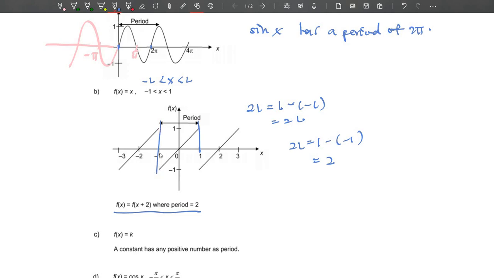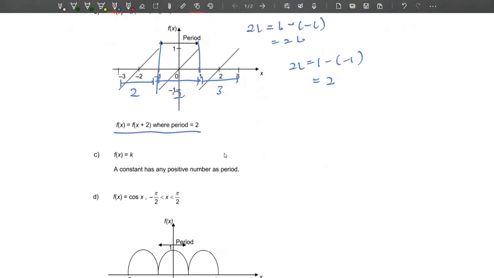It repeats the function in the interval of 2. That means from negative 1 to 1, 1 to 3, and here from negative 3 to negative 1. The period is equal to 2. The same goes here, the period is 2, and here the period is also equal to 2.